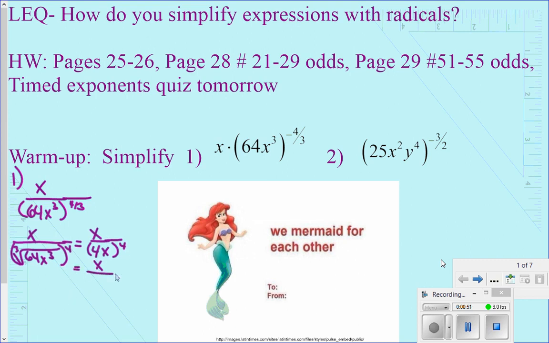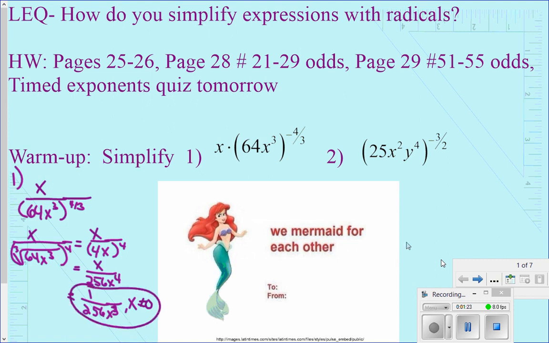And 4 to the 4th is 256, and that's x to the 4th. And then x over x to the 4th is 1 over x cubed. So 1 over 256 x cubed. That's a 3 there on the bottom, is my final answer. Restrictions, x cannot equal 0. And that was a cube root, so no need for absolute value on that.